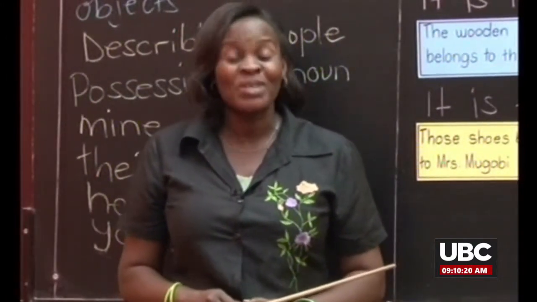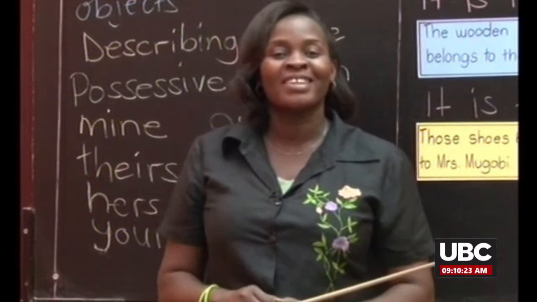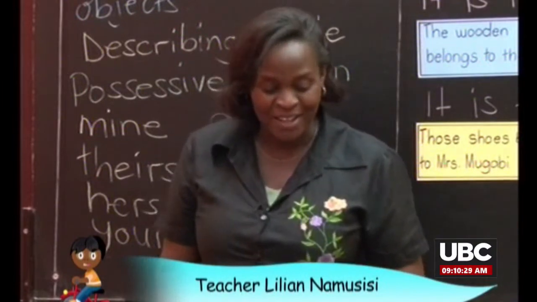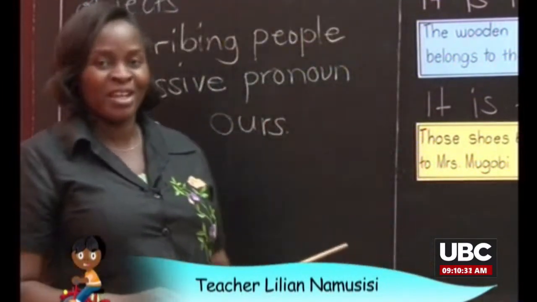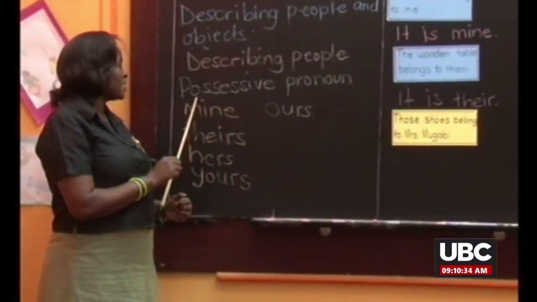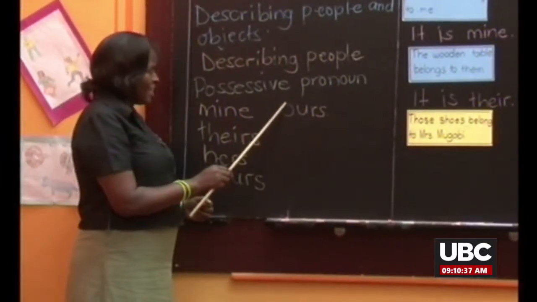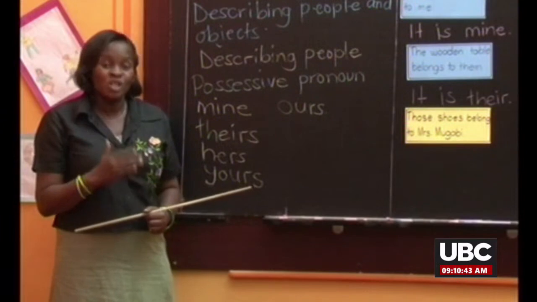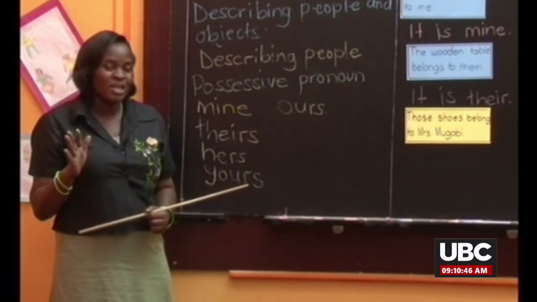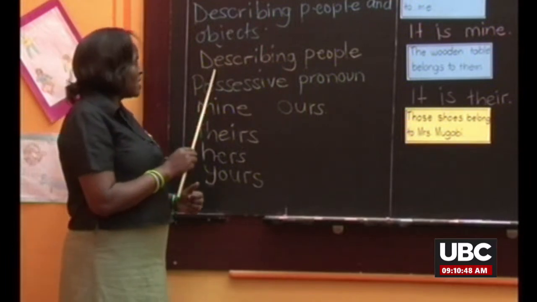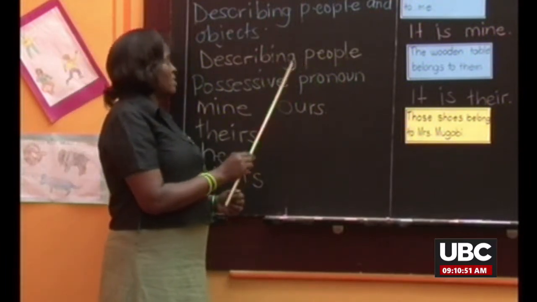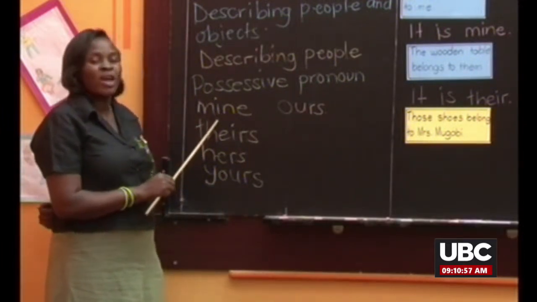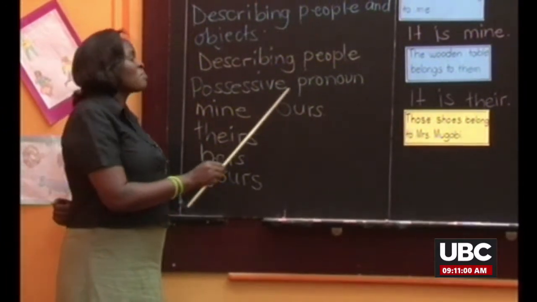My friends, once again, welcome back from that short break. Yes, I hope you have enjoyed it so well. Let's continue with our lesson for today. My friends, before we went for that short break, remember, we were looking at the possessive pronoun. And we said with our possessive pronoun, we are trying to look at the words which we use to describe different things, different objects, and different people. In our case here, we are looking at the describing words which we use to describe people.